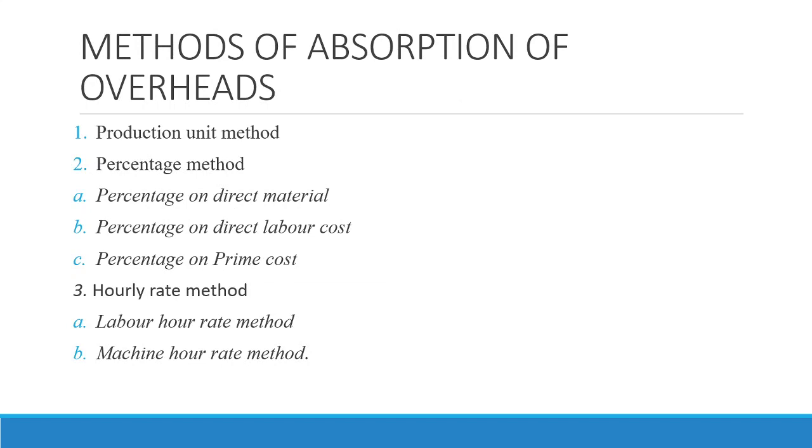The first one is the production unit method. The second method is the percentage method, in which there are three methods: percentage on direct material, percentage on direct labor cost, and percentage on prime cost. And the third method is the hourly rate method: labor hour rate method and machine hour rate method. In the previous sessions, we have seen the production unit method as well as the percentage method of absorption of overheads. In this session, let us understand the hourly rate method.